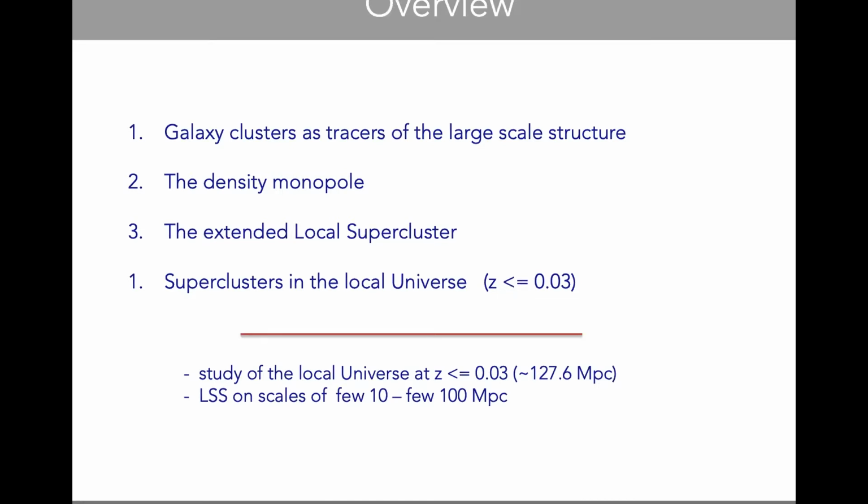I will start with the monopole of the density distribution, then go to the quadrupole, which we will see is a sort of extended local supercluster. And then we will look at how we can characterize superstructures, superclusters in the nearby universe out to a redshift of 0.03, something that was pioneered by Young here in the audience. And we are looking at it just with a different eye at the later epoch.